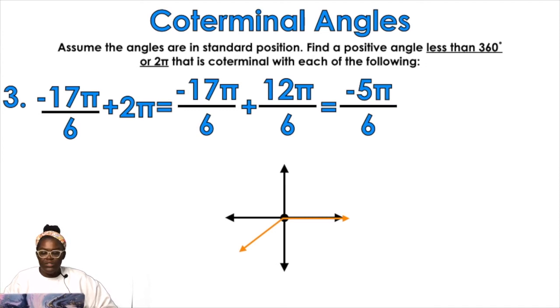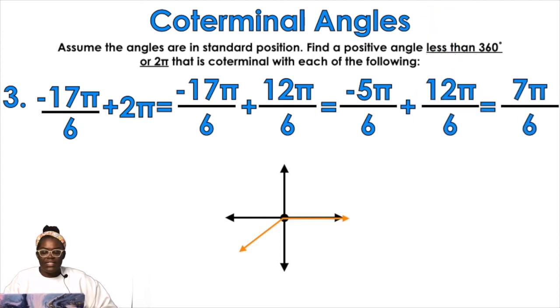So now I'm going to do that process again. I'm going to add 12 pi over 6 again. And what are we going to get? We're going to get 7 pi over 6. Ta-da! That is what we want to get. Okay? So if we look at negative 17 pi over 6, that's what it looks like if I drew it. And its coterminal angle that is positive and less than 2 pi would look like that.